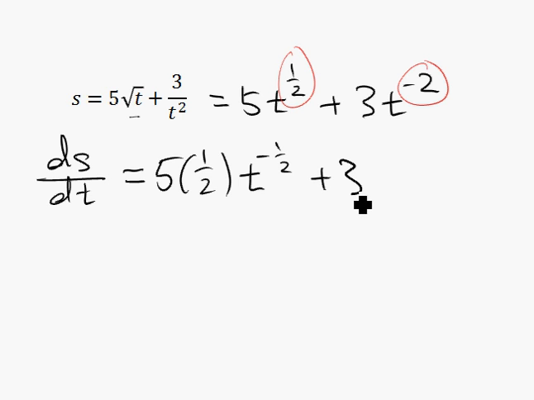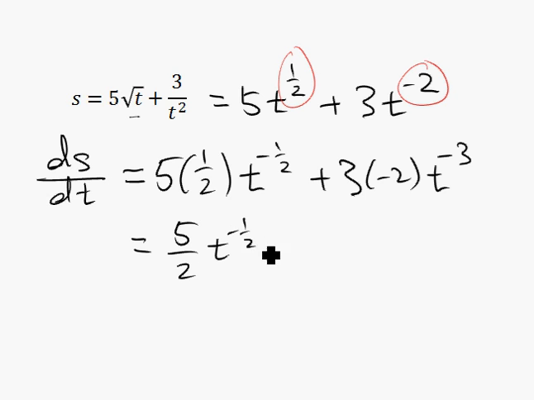Next one here, let's continue. Plus 3. Minus 2, I'm going to bring down. Becomes minus 2 here, t. Reduce this power by 1. Minus 2, I reduce it by 1. I get minus 3. Take note, it's not minus 1 if you reduce by 1, because minus 2 is negative. I become even more negative, becomes minus 3. Okay? So let's simplify this. I get 5 over 2 t to the power of minus half plus, this is minus 6 t to the power of minus 3.